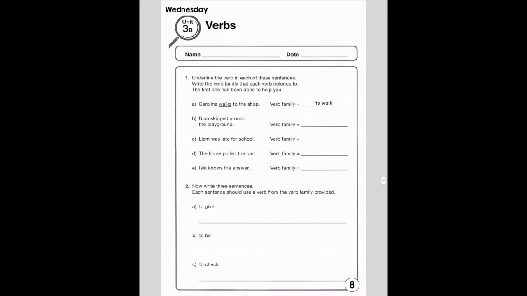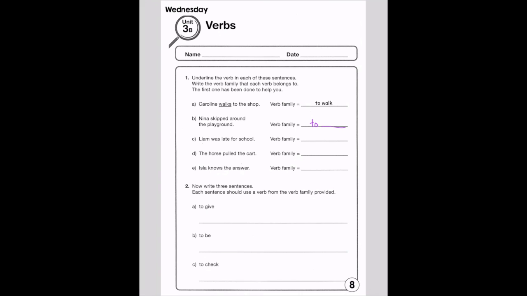On the next page, you're going to underline the verb in each of these sentences. So write the verb family that it belongs to. So for example, walks belongs to walk. Okay, so to what? Okay.